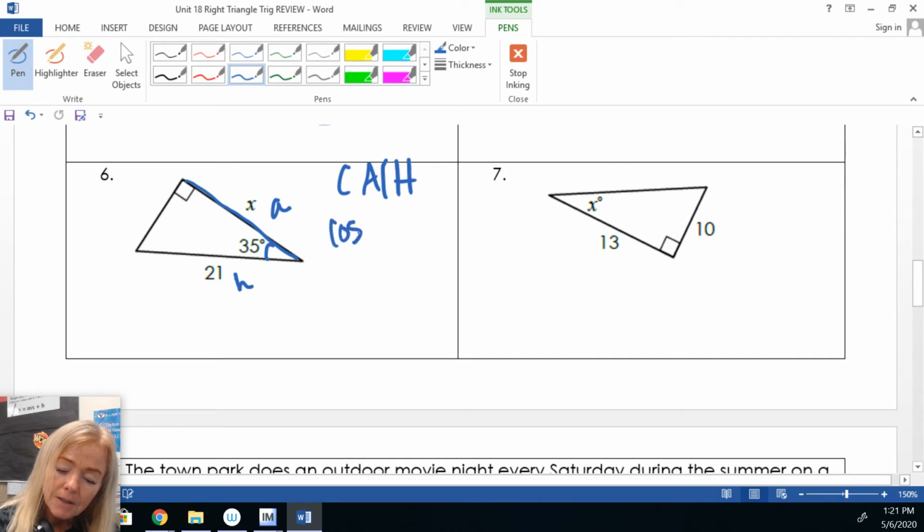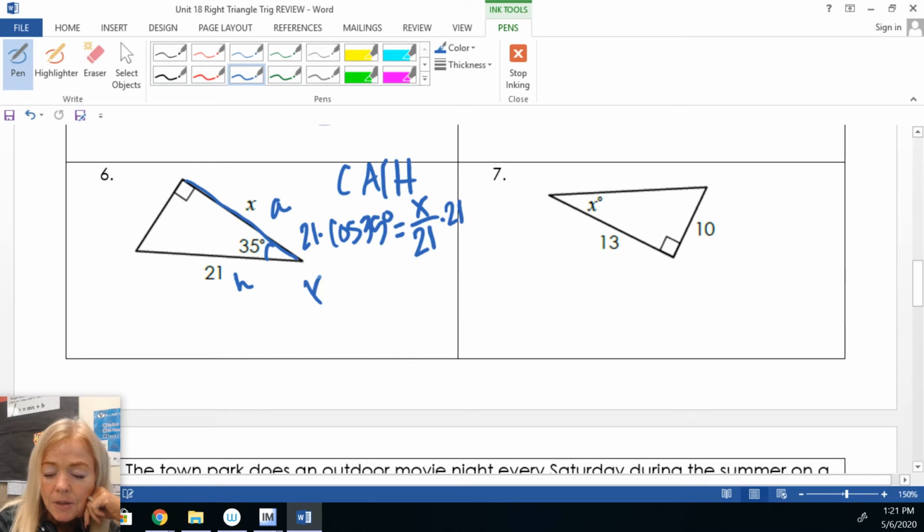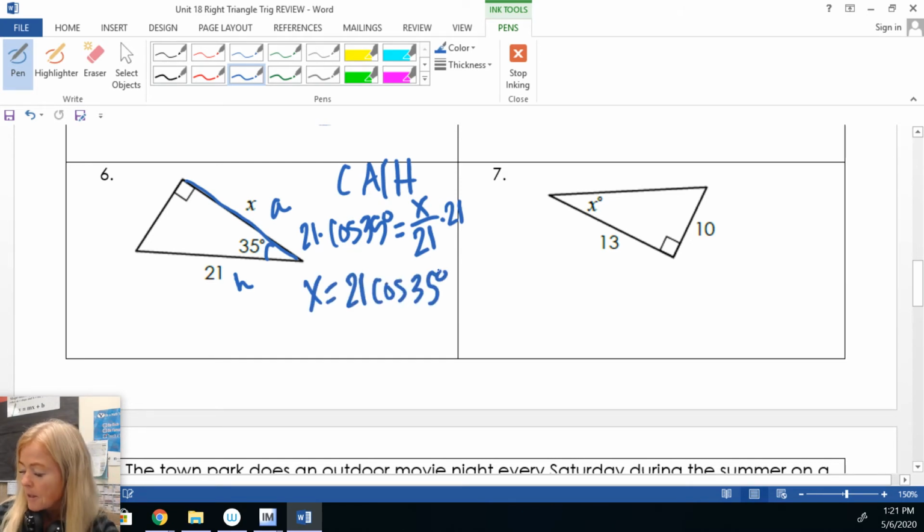So cosine 35 is equal to adjacent x over hypotenuse 21. And this is a multiplier, so we solve by multiplying by 21. So x is 21 times the cosine of 35 degrees. Plugging that in the calculator, 17.2 units is what x is approximately.